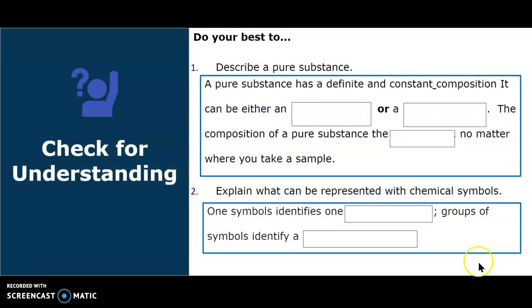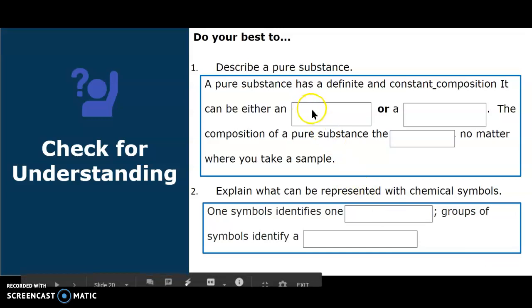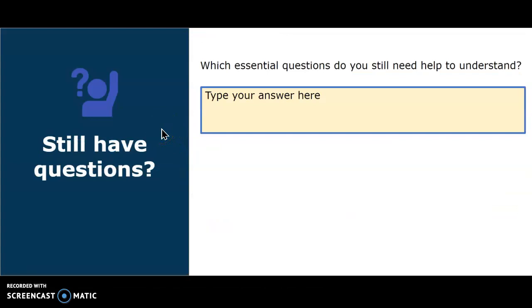Okay, and now these are all text boxes. You're going to fill them in with the correct answer, and then any essential questions you still have.